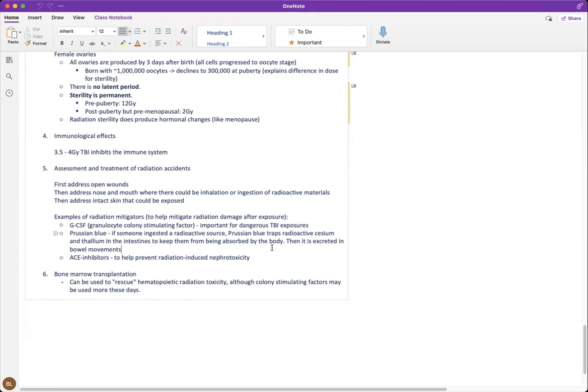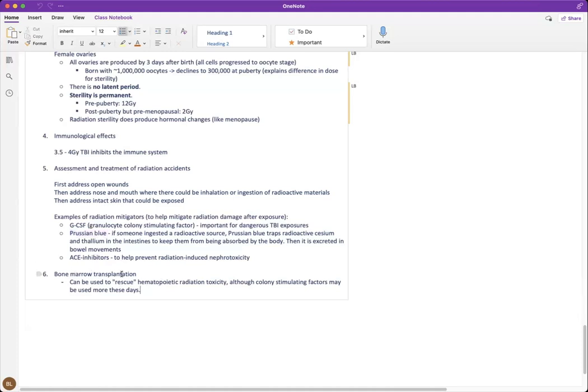And then ACE inhibitors to help prevent radiation-induced nephrotoxicity. You may have heard me mention angiotensin earlier, so this is where ACE inhibitors come in. Okay. So yeah, Prussian blue, this is a good one to remember.